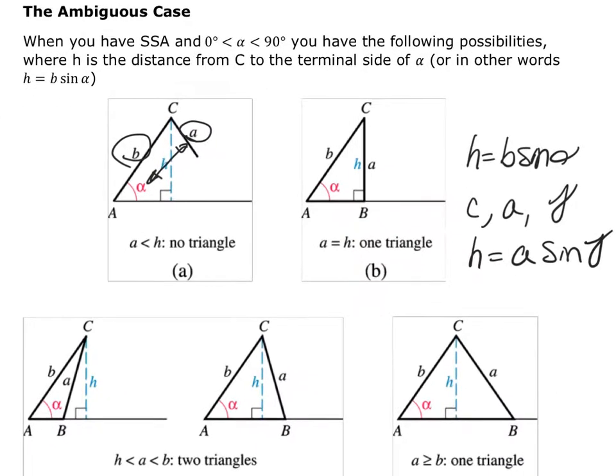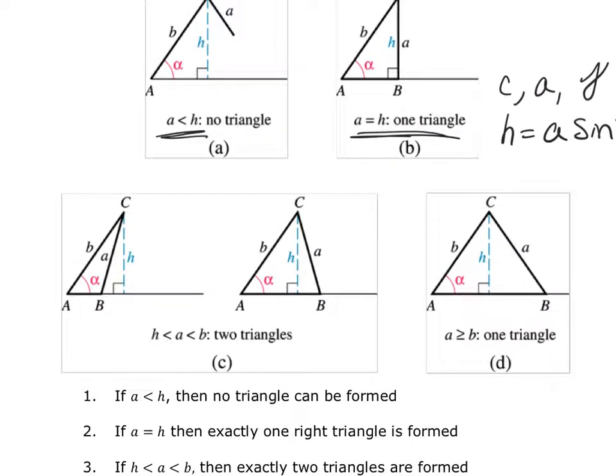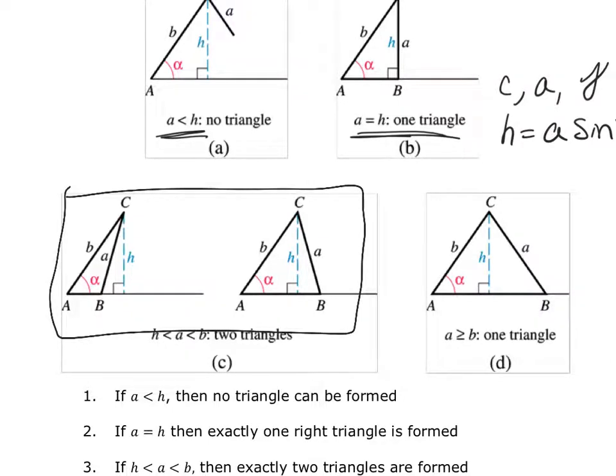Now, if the height on this one is greater than A, you can clearly see no triangle will be formed. If the height and A are the same thing, we have a right triangle and we're happy and we walk away. If the height is less than A and A is less than B, then we will have two triangles and we have to find both triangles. If A is greater than or equal to B, I don't even have to do the shenanigation of finding the H. I just know I'm going to get one triangle.